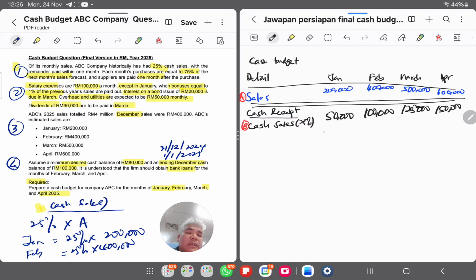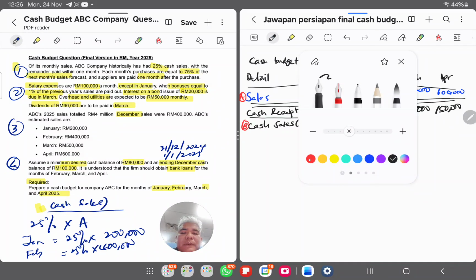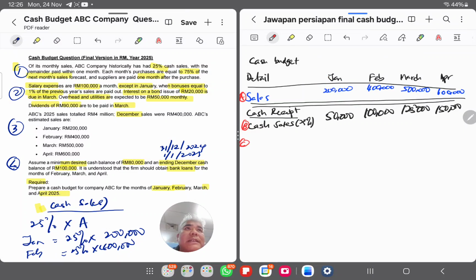Then C is cash received, the collection from the previous month. Collection is 75%. So from the questions, each month's purchases are equal to 75% of the next month's sales forecast. Okay.